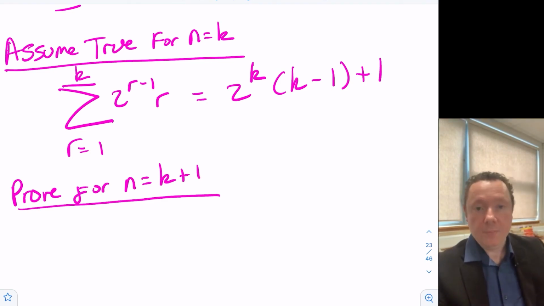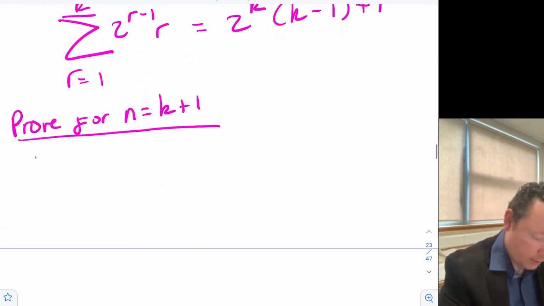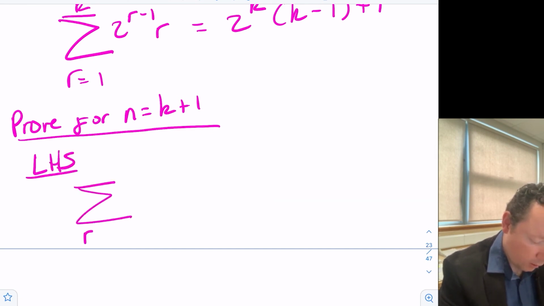So let's look at k plus 1 then. Looking at our left-hand side, that will give us the sum of r equals 1 to k plus 1 of 2 to the r minus 1 times r.